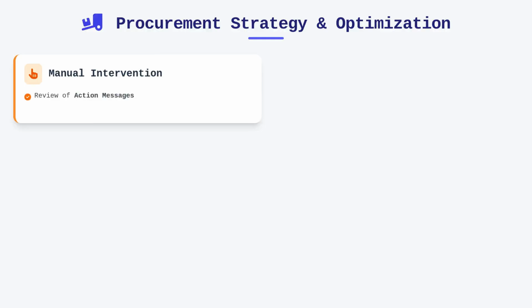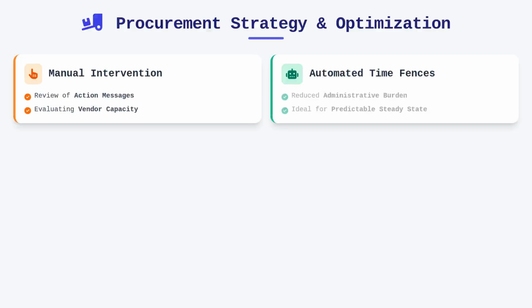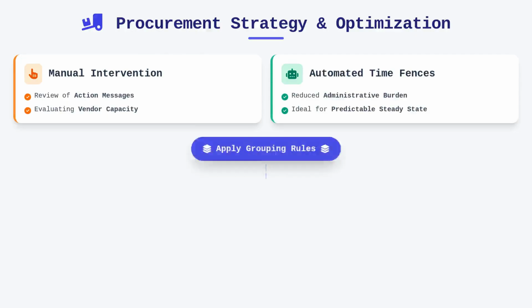You can approach this task through manual intervention or by leveraging automated time fences to reduce the administrative burden. Manual firming is common when planners need to review action messages or evaluate vendor capacity, while automation works best for highly predictable items where steady-state replenishment is the norm. To optimize this, you should define grouping rules, which allow the system to consolidate multiple smaller planned orders for the same vendor into a single, cohesive purchase order.